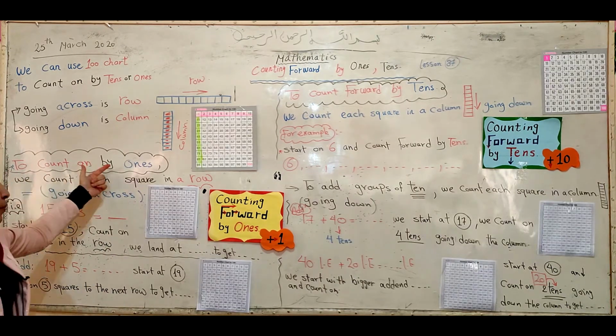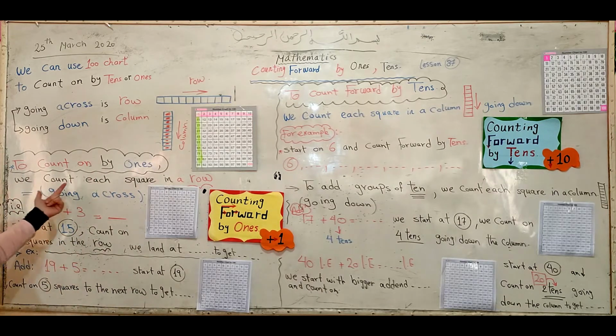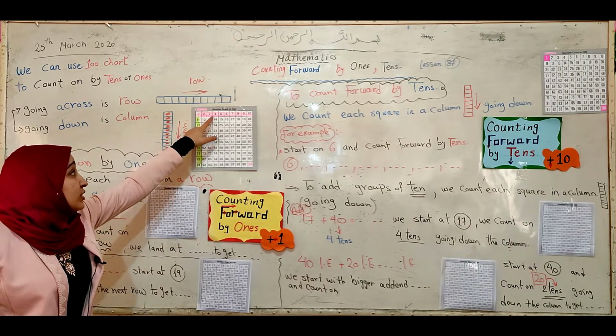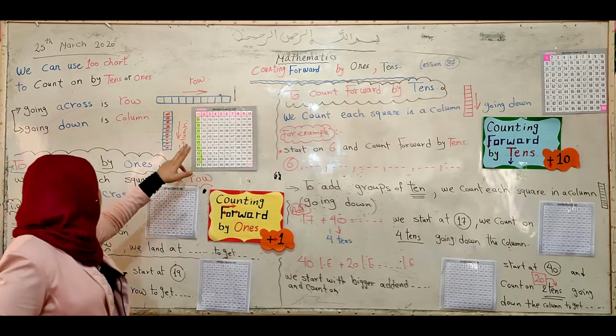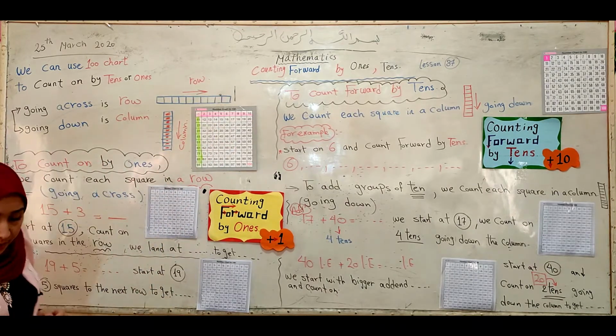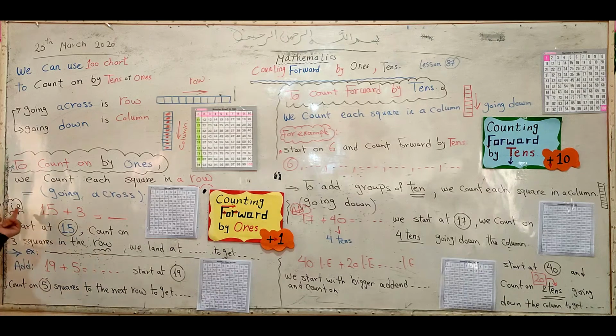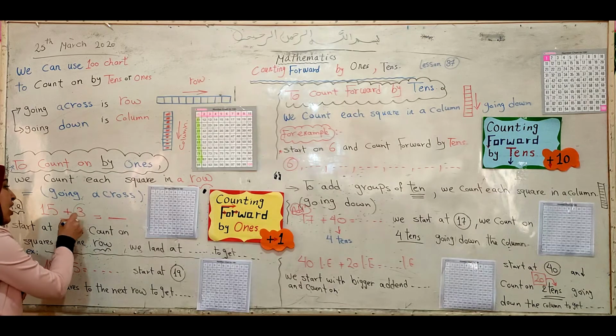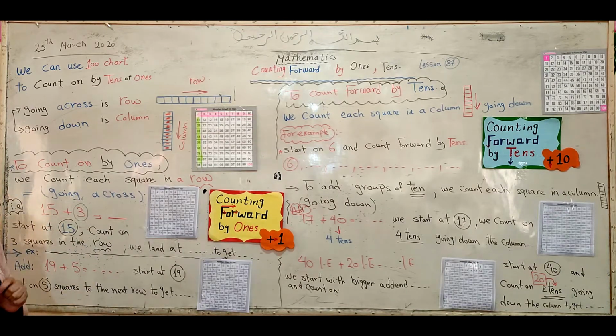To count on by ones, we count each square in a row going across. How do we do this? Let's see. For example, I have 15 plus 3. How can I do this addition on our number chart? Here I add by ones. Why? Because here I have 3, and 3 is considered ones. Let's see how we do this addition.